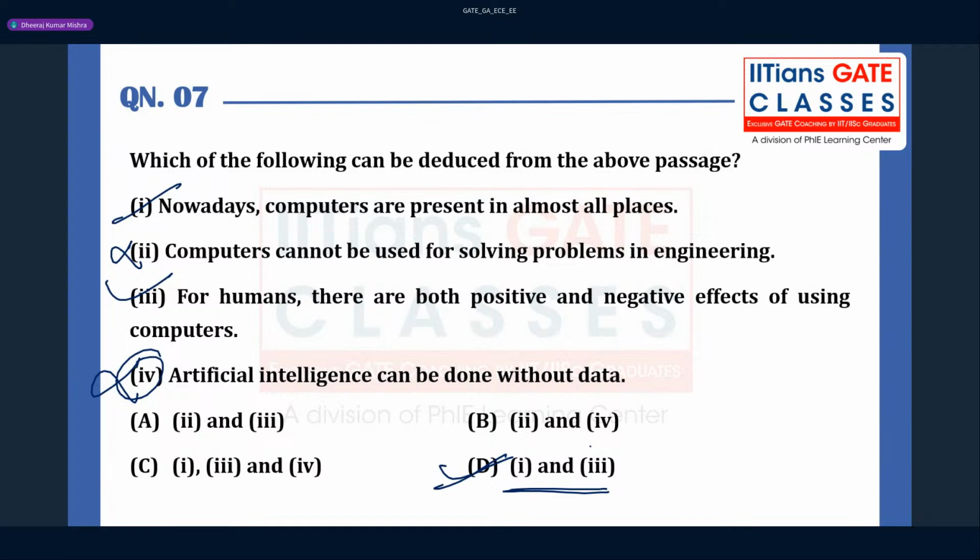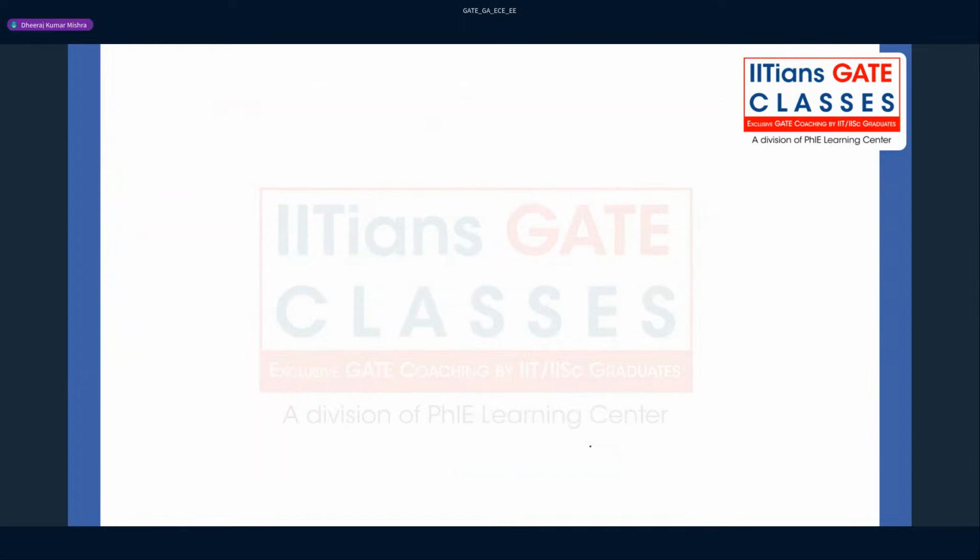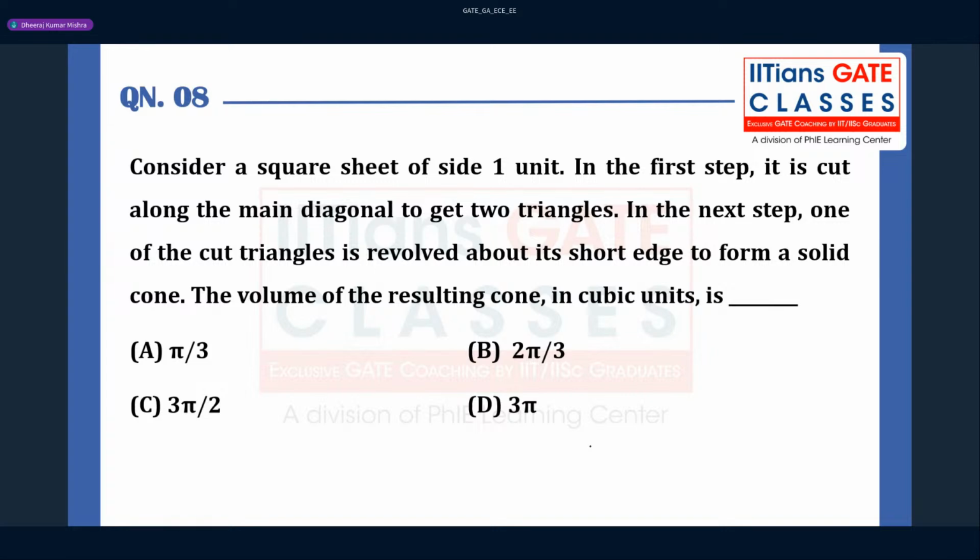Okay, I hope this makes sense to all. Fine, everybody. Okay, so D will be correct. Let us move to the next question. So what they have given here is question number 8, right? Consider this question is from geometry, you can say.